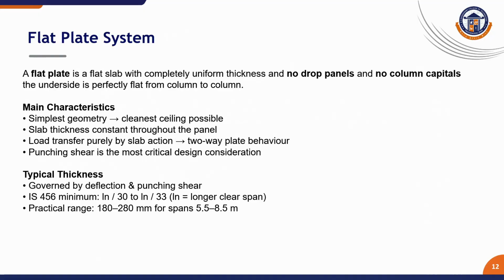Some of the flat plate system advantages: fastest and cheapest formwork, maximum ceiling height for the given floor to floor distance, and easiest installations. Some main characteristics are simple geometry, cleanest ceiling possible, slab thickness constant throughout the panel, and load transfer purely by slab action. Punching shear is the most critical design consideration. Typical thickness is governed by deflection and punching shear.